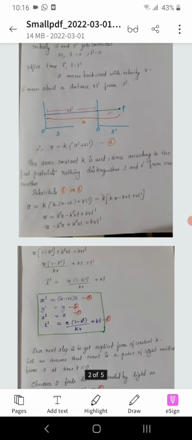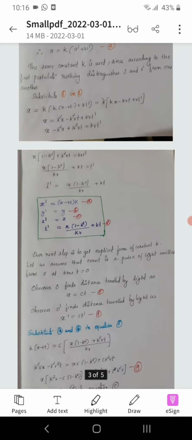So we get a bundle of four equations. First one is x prime is equal to x minus vt into k, y prime is equal to y, z prime is equal to z, and t prime is equal to x into 1 minus k square by kv plus kt. So the next step is to get an explicit form of the constant k. Now we are going to find the value of k.